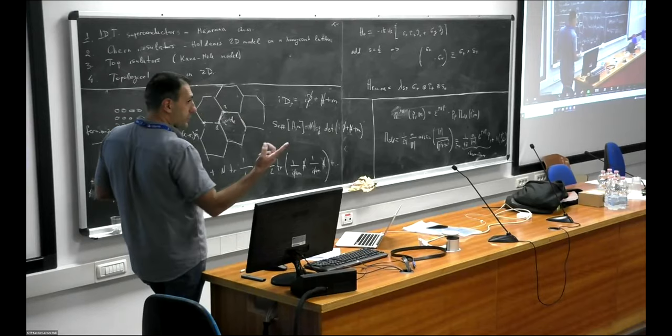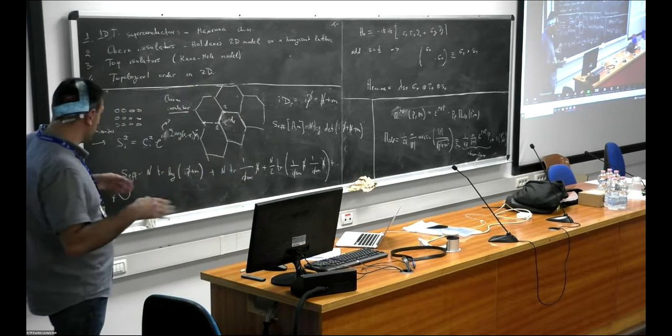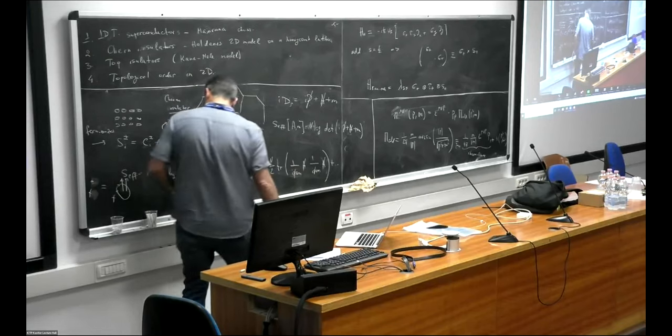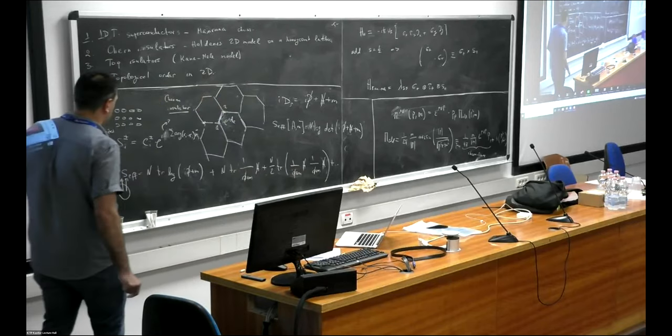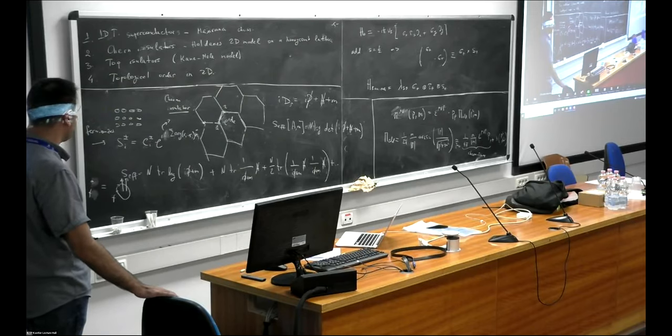Let's say if that charge is tuned to be equal to zero, you don't have any gauge field at all. The gauge field is gone, right? So these terms are gone. You have the Chern insulator we started with.